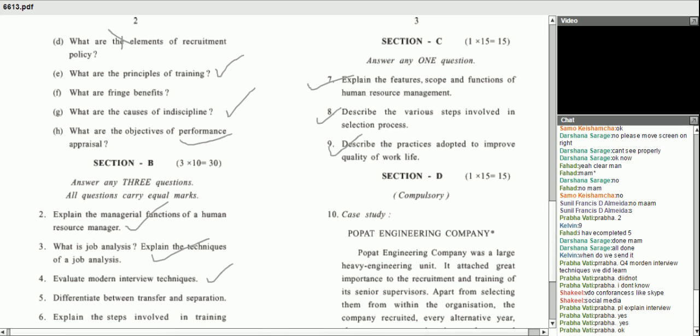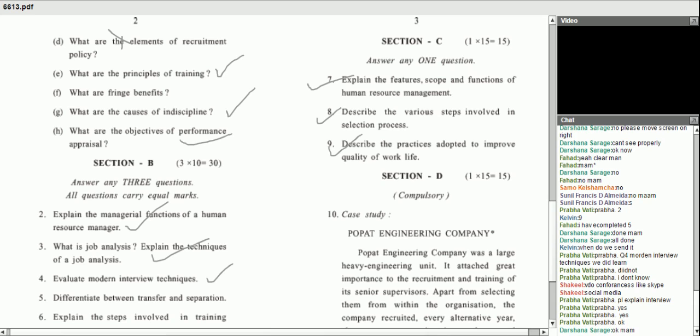Okay, now Darshana, you were asking me something. Darshana is done with the question. Darshana, you need to send the test paper to the coordinator. Fine? Fine, Darshana? Okay, and who else is done with it? Who else? Kelvin, you are also done?